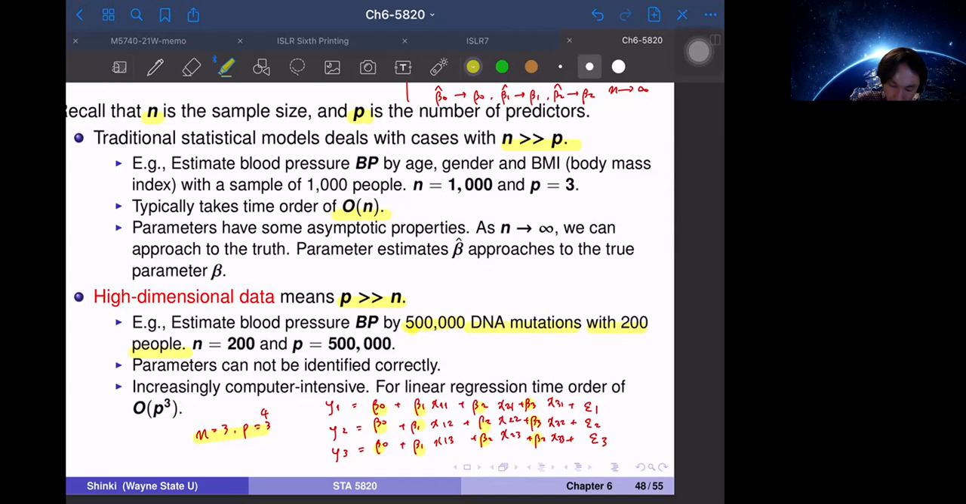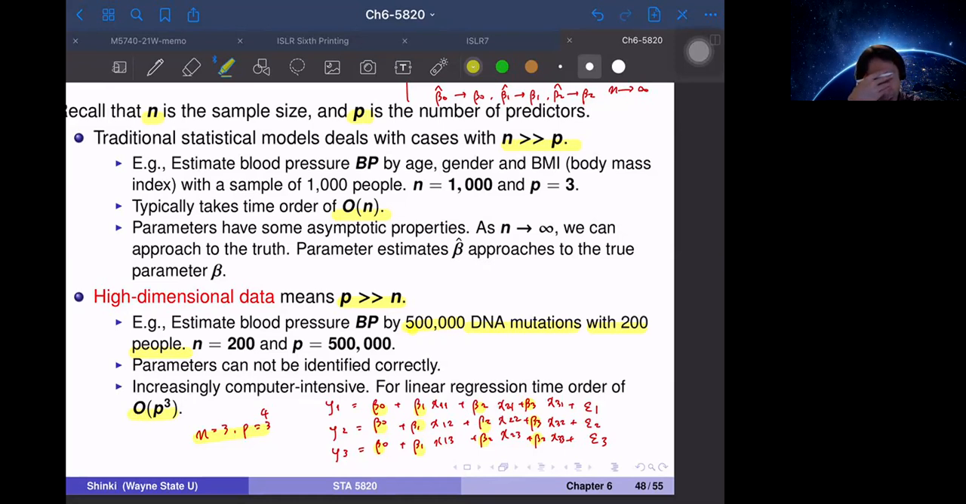And typically, it requires a large amount of calculation. And without a good algorithm, this takes time of order p cubed. So that is a problem, because suppose we have n fixed. Suppose n is 200 and p is 2000. Okay, so 2000 is maybe problematic.